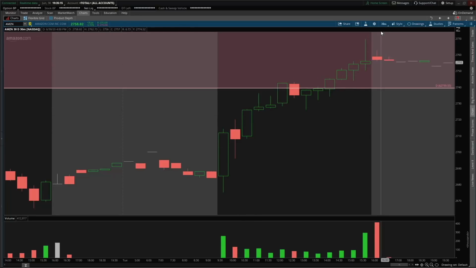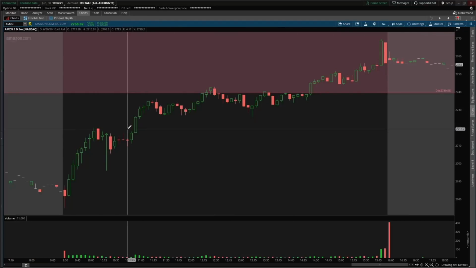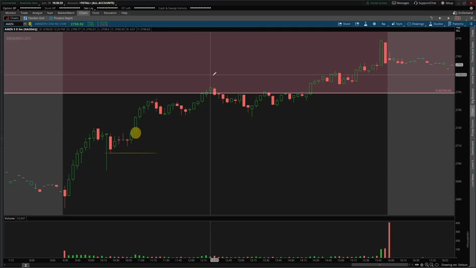Personally, what I did today was I went to a smaller time frame after identifying this basing candle, went to a 5-minute and waited for this to start curling up. I took it long here, risking 27.05 was my stop below this support level. So very small risk for a potential reward into a rally into this daily supply zone on Amazon.